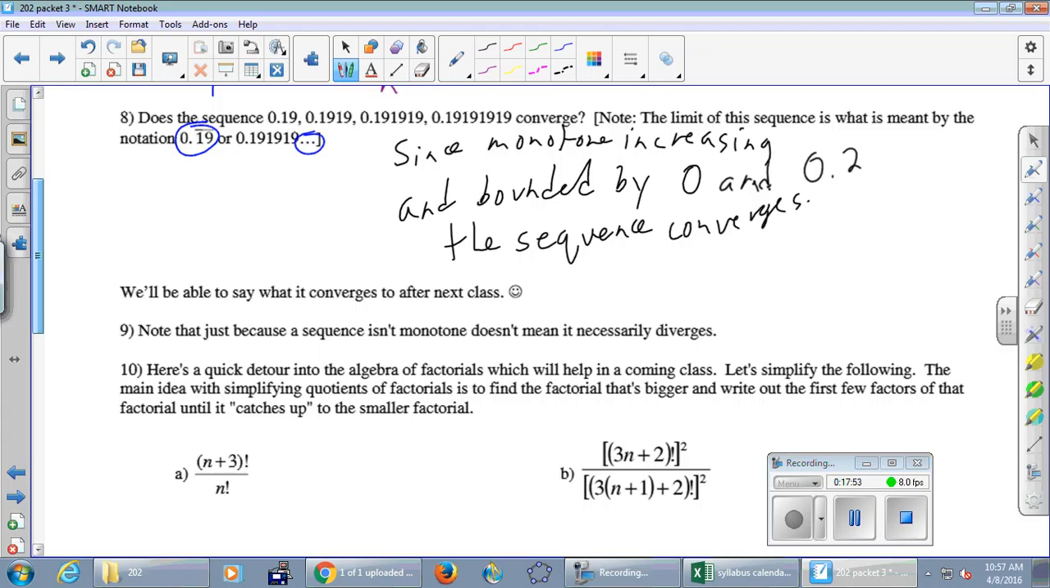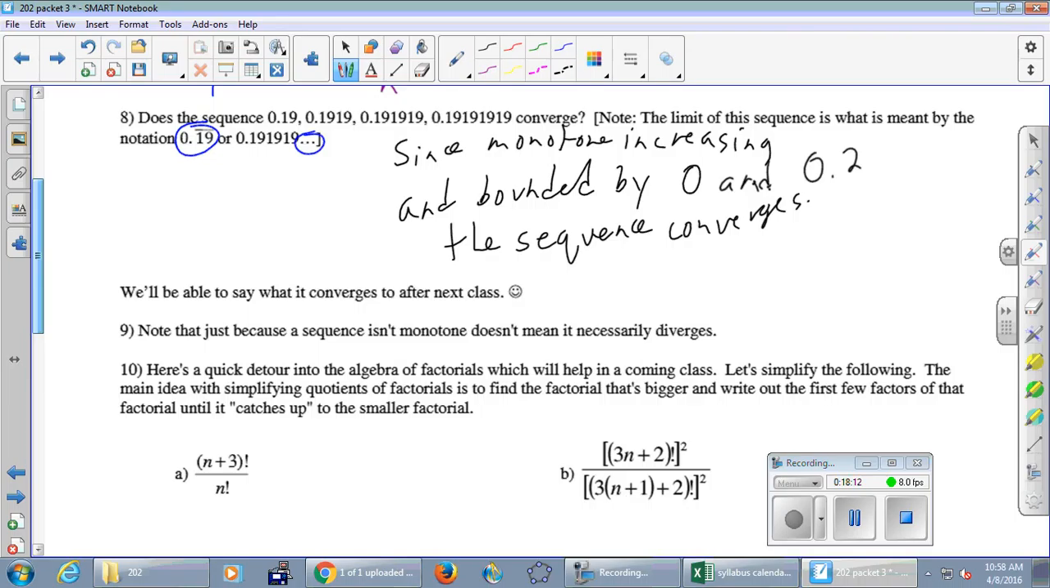Okay, hang on one second. Okay, so lots of good stuff is happening here. So for this sequence right now, all we can say is that it converges. Next class, we'll say what it converges to, like what it means to have 0.19 forever, 0.191919 dot dot dot. So we'll talk about that next class.